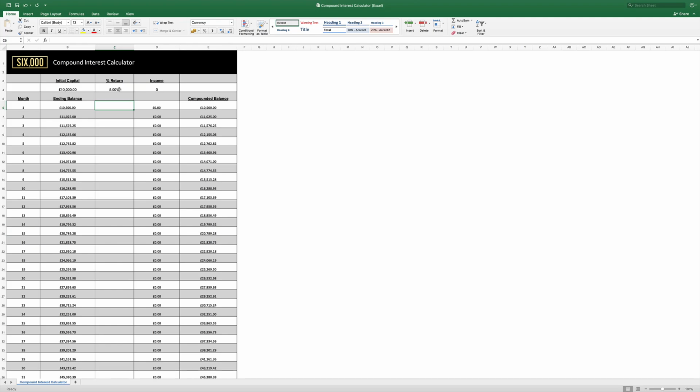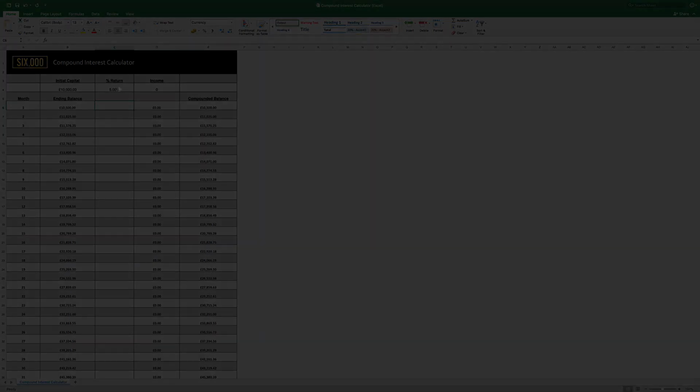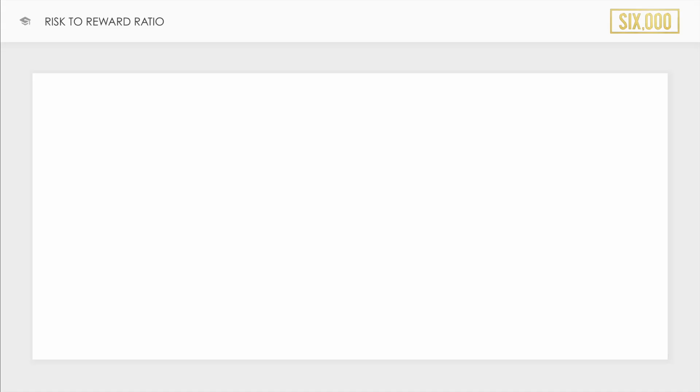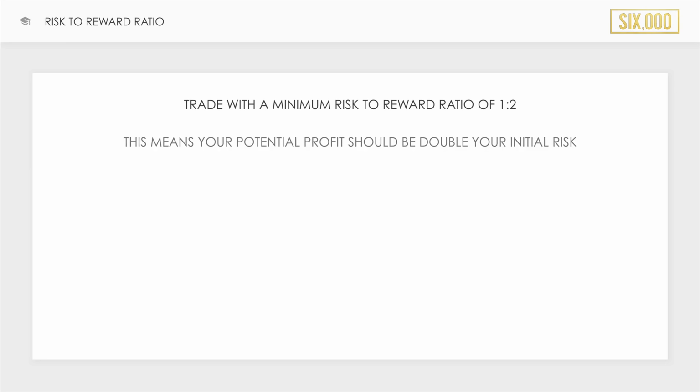Now let's head back to finish off the rest of day 12. Now for our final topic today, risk to reward ratio. As I went over in the previous example with the compound interest calculator, I explained that you want to have trading situations where you make double what you risk. So I want you to trade with a minimum risk to reward ratio of 1 to 2. And this simply means your potential profit should be double your initial risk.